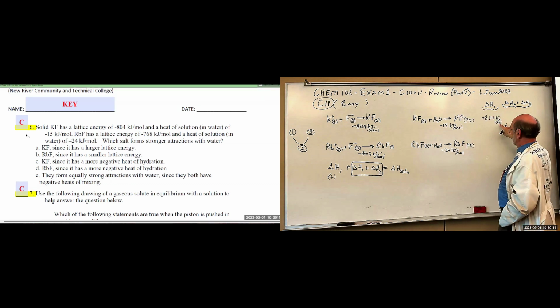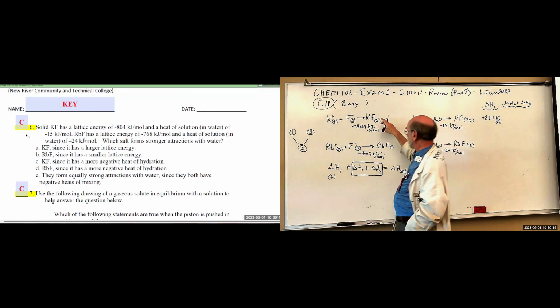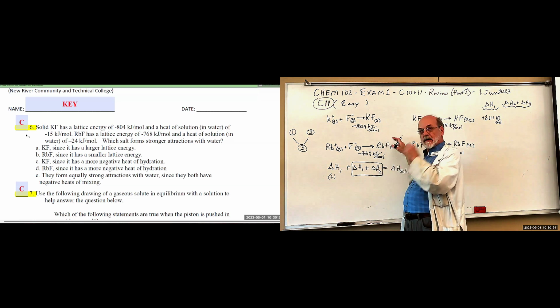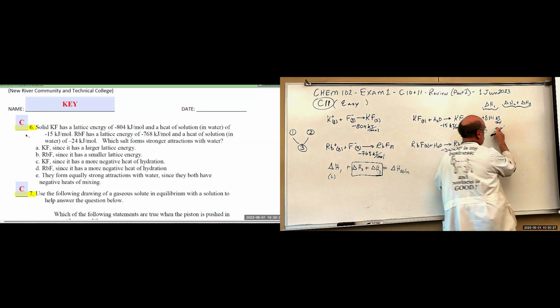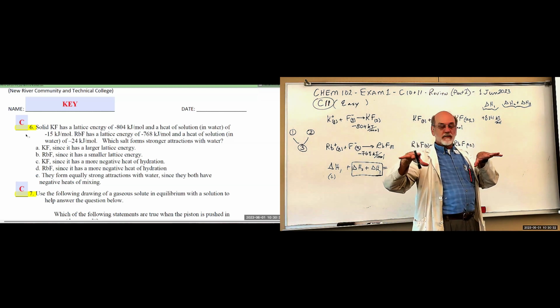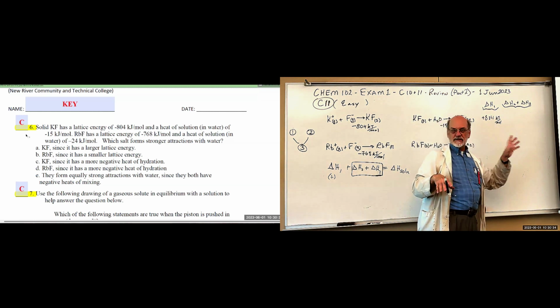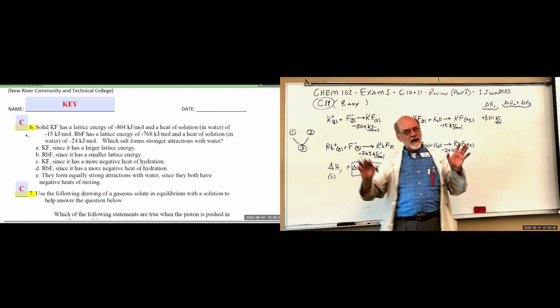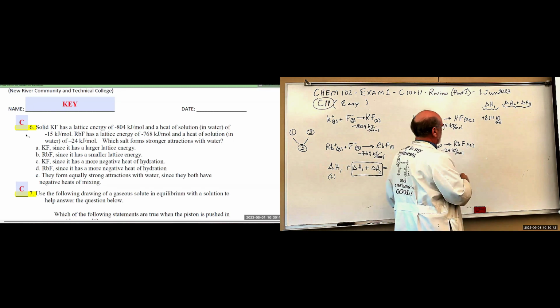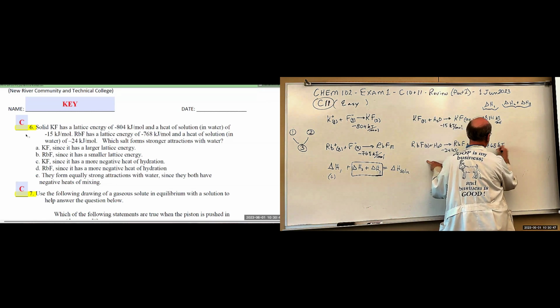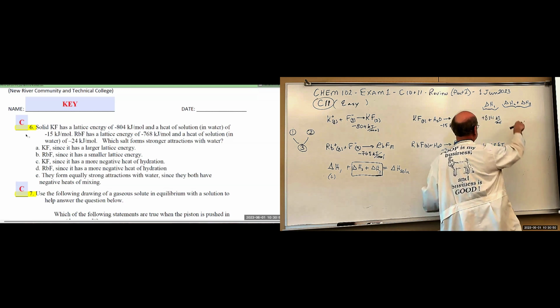Since we're talking about KF and RbF, there's only one K and one F, one rubidium and one F, so we don't have to concern ourselves with moles because it's going to be the same moles of each. It's not like we have calcium fluoride, where you have 2 fluorines and are trying to compare to this one. That would complicate things. And this one's going to be plus 768 kilojoules.